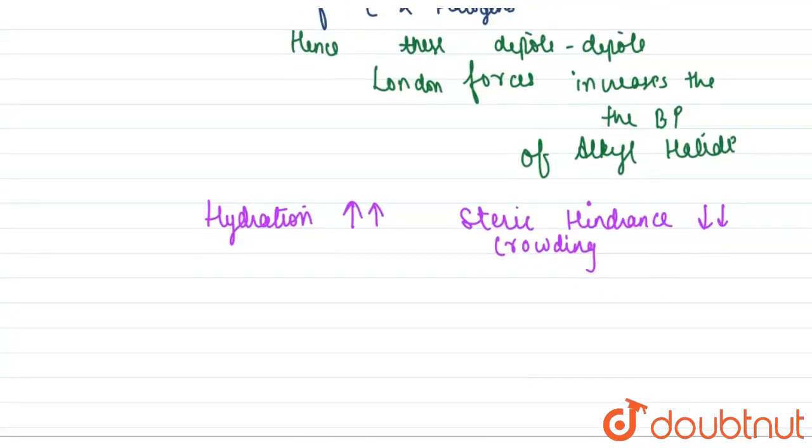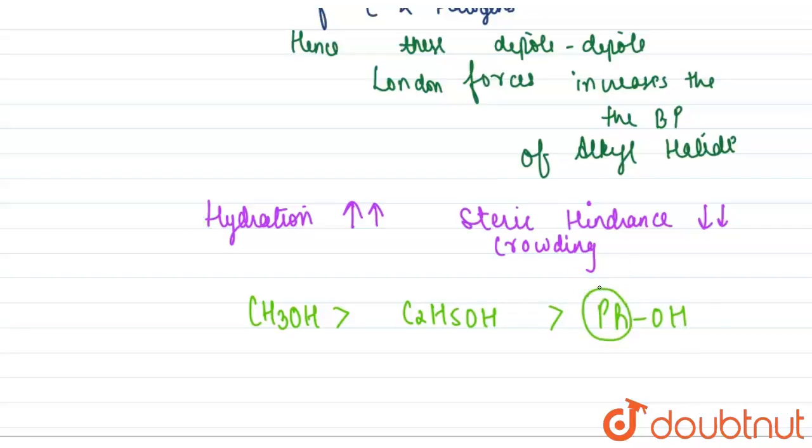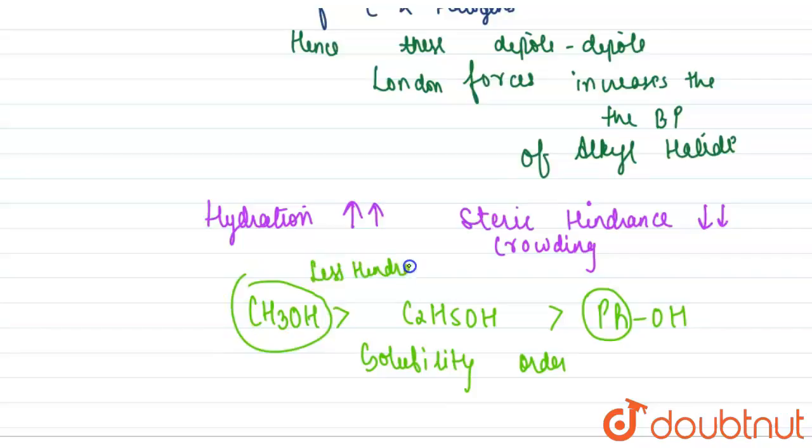So if we talk about solubility, the most soluble compound is CH3OH. Then we have ethanol, which is C2H5OH, while phenol will be the least soluble because it has a large phenyl group attached. So this is the order of solubility, and this is due to less crowding. This has less crowding or less hindrance, while this group has the most crowding or most steric hindrance.